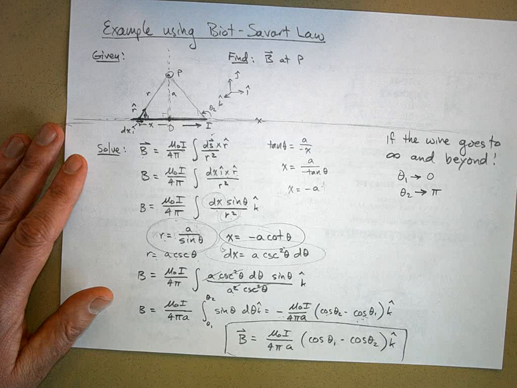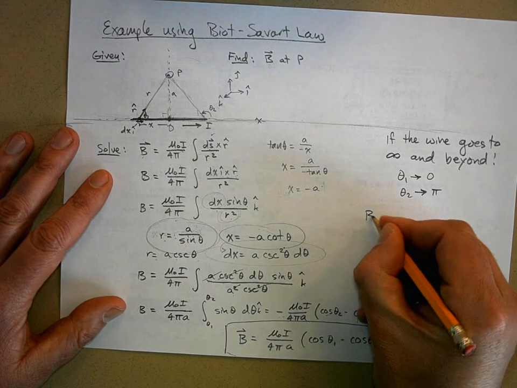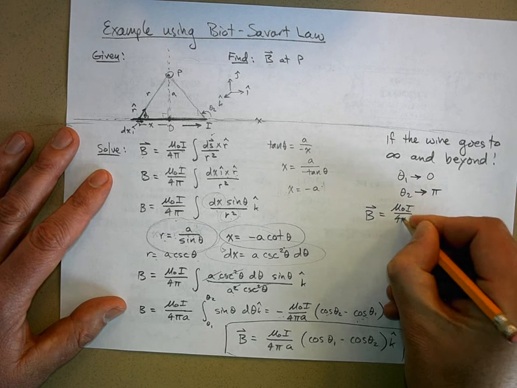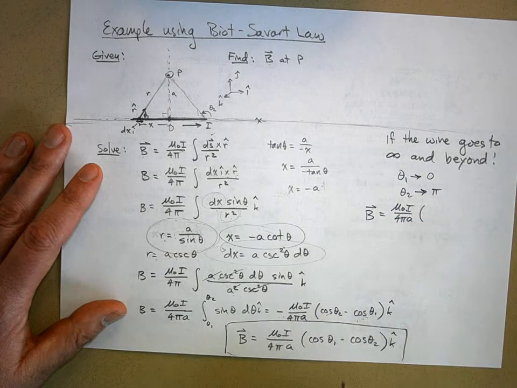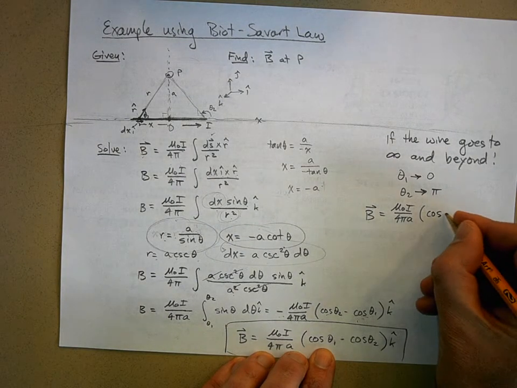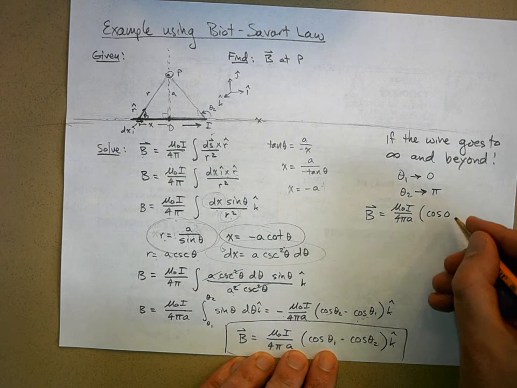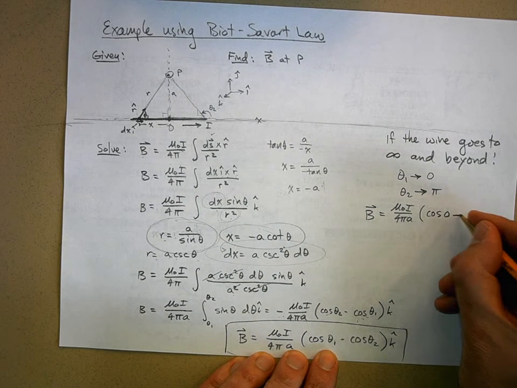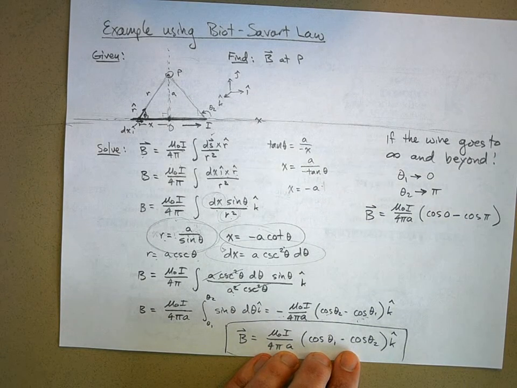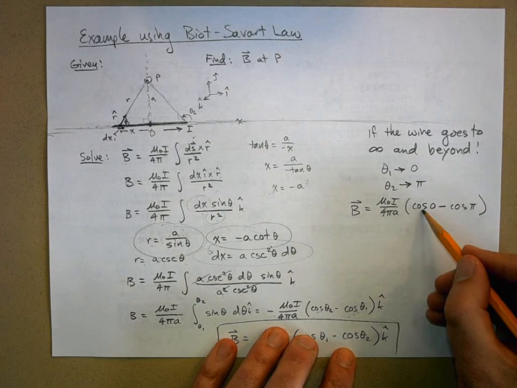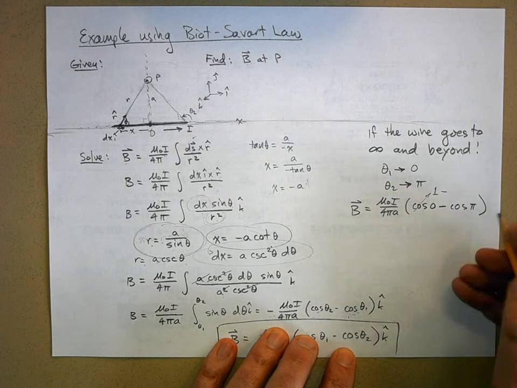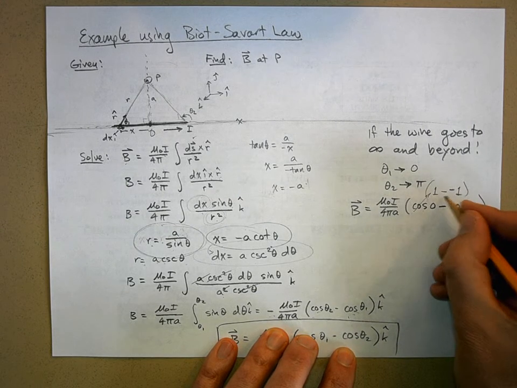Let's just use pi. Okay, so B is equal to mu naught I over 4 pi A times, now if you let the wire go to infinitely long, then you have cosine of 0 degrees, or 0 radians, minus the cosine of pi. Well, what is the cosine of 0? It's 1. Minus, what's the cosine of pi? Negative 1. So what's 1 minus negative 1?